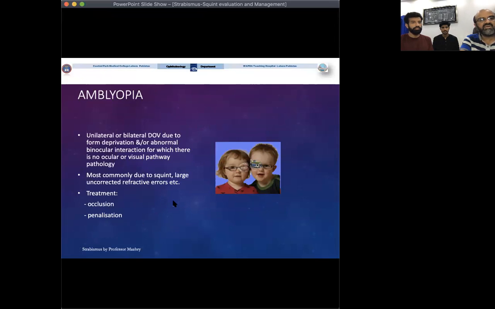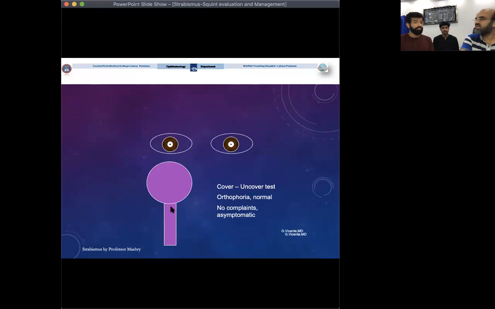Amblyopia, as we discussed, is a defocused, deprived, or deviated eye, giving rise to poor vision in one eye without any organic cause. And the treatment is with occlusion of the healthy eye. Yes, penalization, as you asked. And then you need to find out the exact refraction and offer the corrective glasses as well.